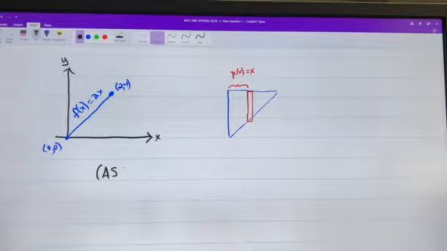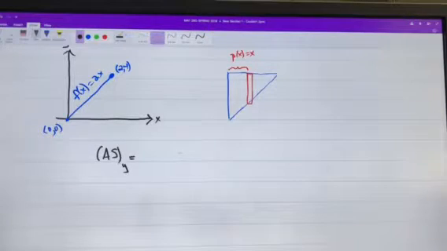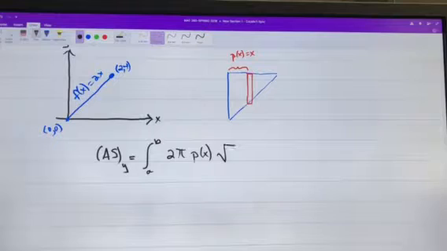So we have for the area of surface generated about the y-axis, and if we put this in the context of integrating with respect to x, so we're going from x is equal to a to x is equal to b. And now we have 2 pi times p of x, times the square root of 1 plus the square of the derivative, dy over dx.